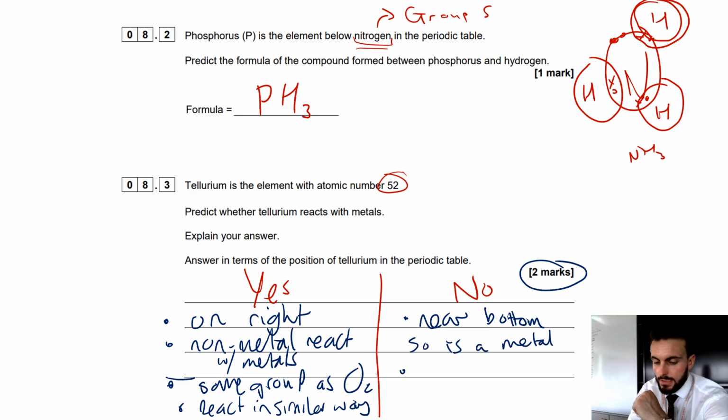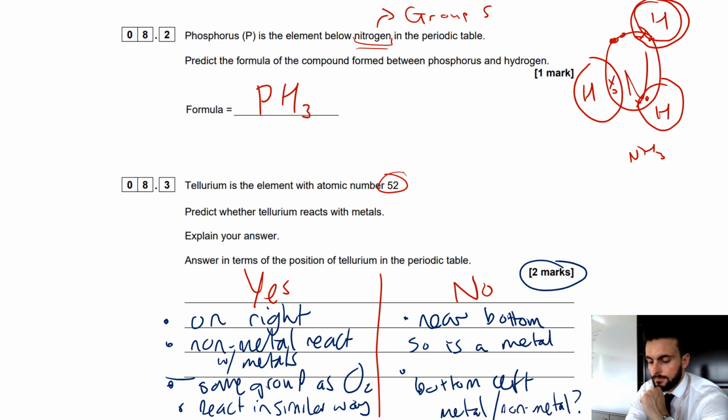Or you could say it's near the bottom left, so we actually don't know if it's a metal or a non-metal. So either way, you say yes and you give a reason, where it is in the periodic table, what does it tell you, or you say no. There are a few answers you could put for that.